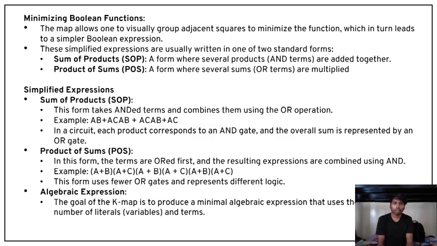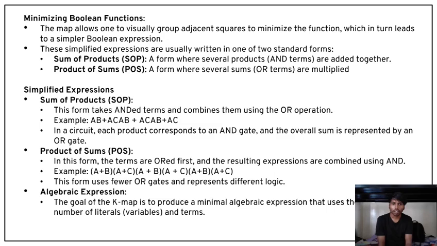Simplified expression: sum of products. This form takes AND terms and combines them using the OR operation. Example: AB plus AC. In a circuit, each product corresponds to an AND gate and the overall sum is represented by an OR gate.